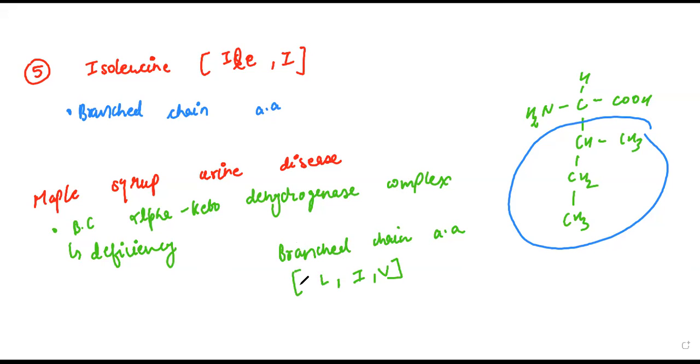In this case, death may occur due to swelling of the brain and seizures. It is also called branched chain ketoacidosis. It is autosomal recessive in nature. This thing we will discuss in genetics.